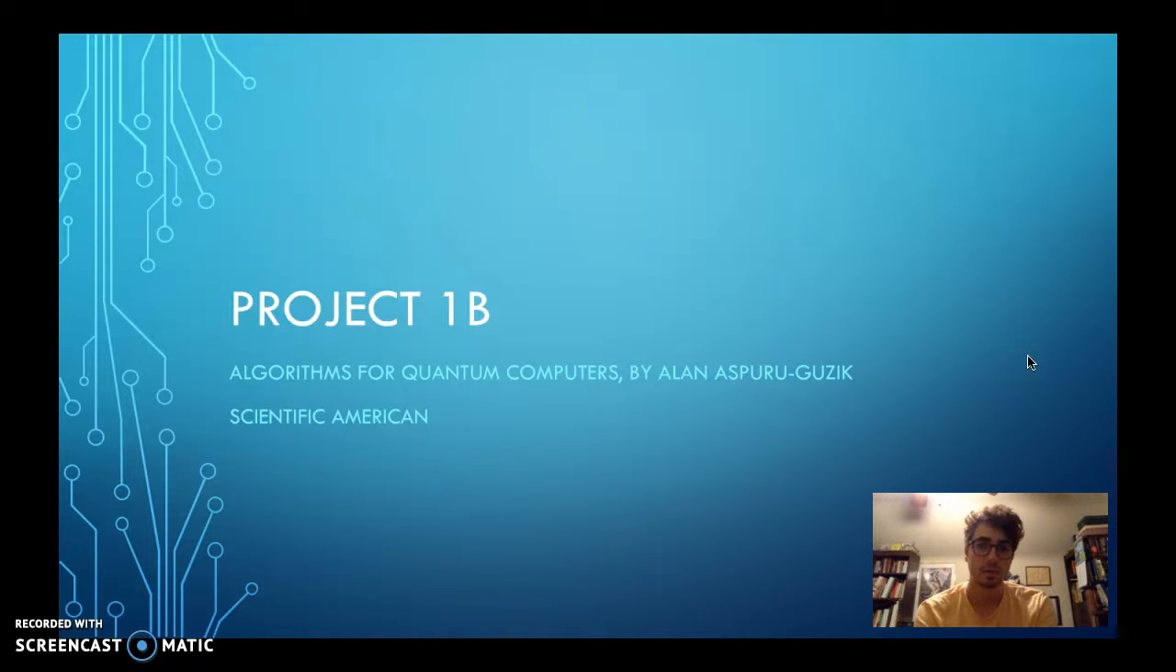While I was browsing through the Scientific American for an article to summarize for Project 1B, I came across Algorithms for Quantum Computers, written by Alan Aspuru-Guzik. This sparked my interest because I am currently learning about programming and computers through my computer science degree.